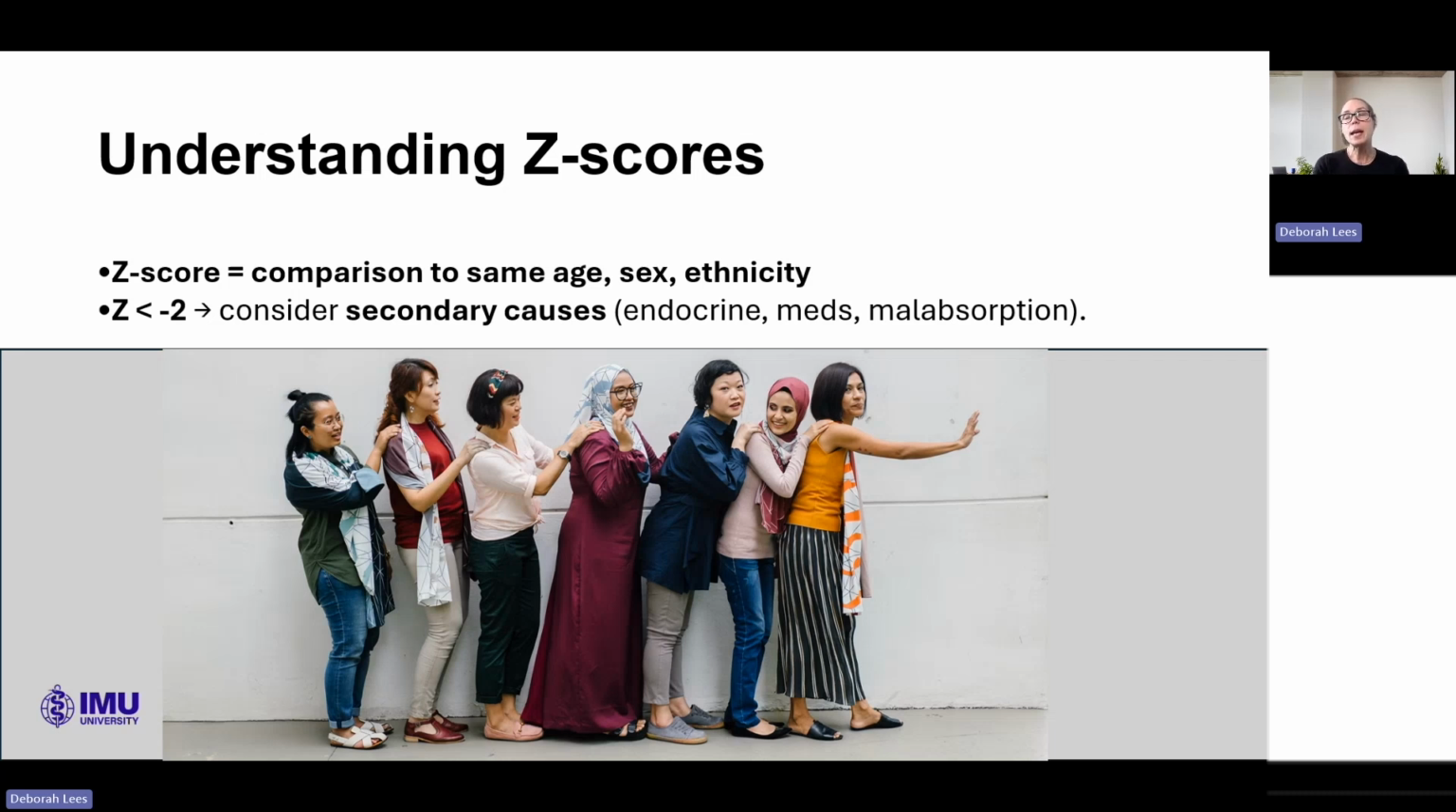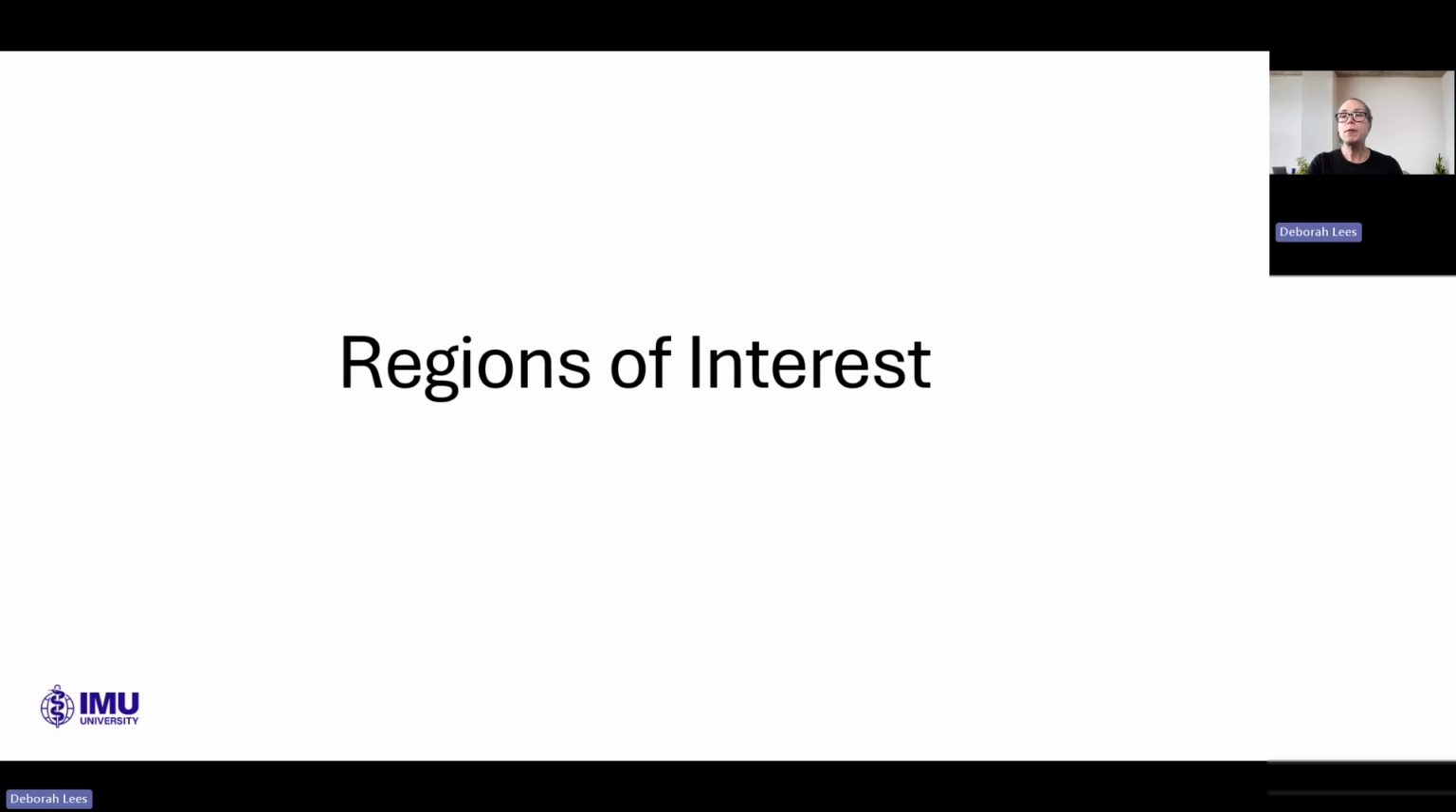So Z score, I remember Z the same as in the same. It's easier for me to say, whereas T score is the healthy. So I kind of think T is top. So T is the top you could ever be, and Z is the same, or the same is the way I remember the two. Okay, now there's different regions of interest.